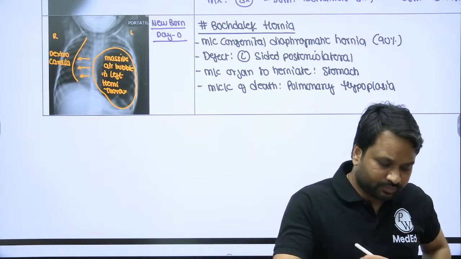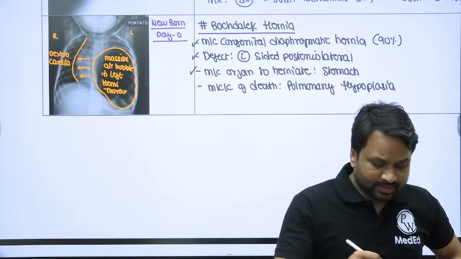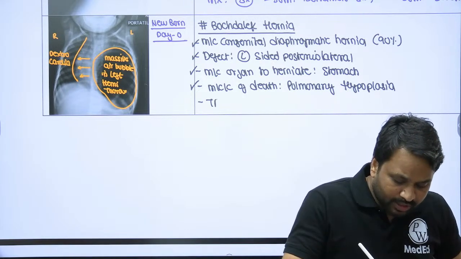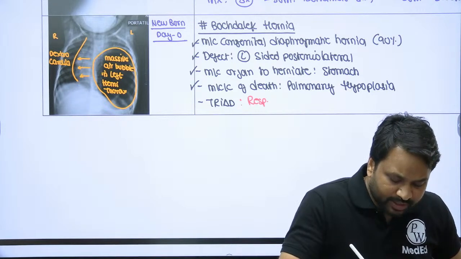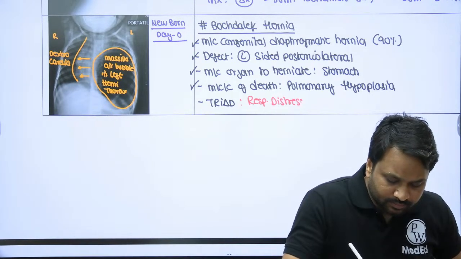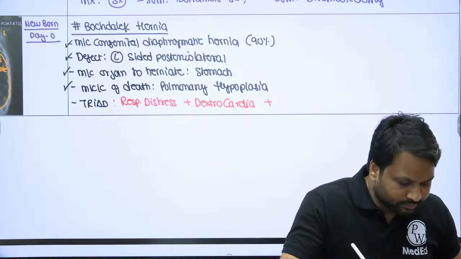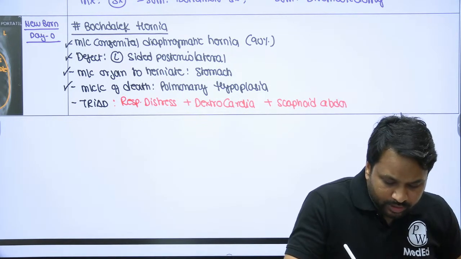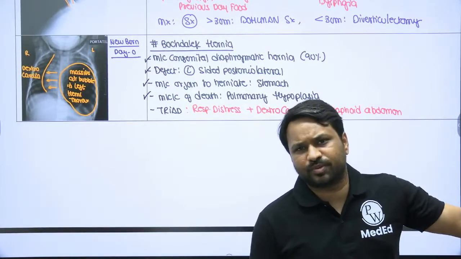Okay, so it's the most common congenital diaphragmatic hernia. Defect is left-sided posterolateral. Most common organ to herniate is stomach. The most common cause of death is pulmonary hypoplasia. And the triad of Bochdalek hernia that you will see is RDS, that is respiratory distress, dextrocardia, and scaphoid abdomen. So this is with respect to all the important points of Bochdalek hernia.